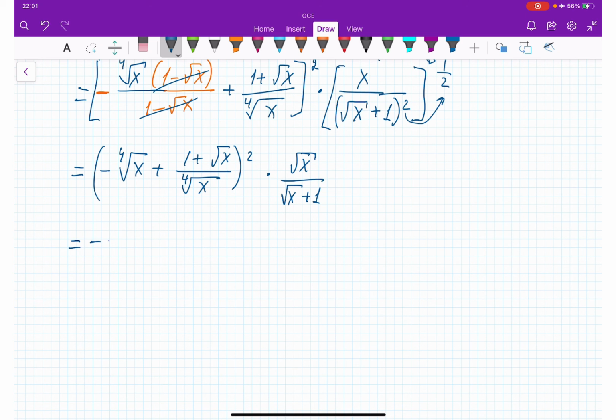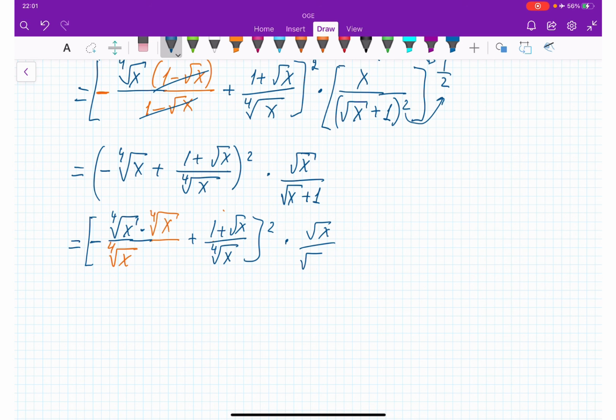I'm going to bring the first parenthesis, that is squared, to a common denominator. So it's going to be negative. The common denominator is going to be the fourth root of x. So here I will have the fourth root of x times the fourth root of x, plus 1 plus square root of x over the fourth root of x, and this is squared, and times square root of x over square root of x plus 1.